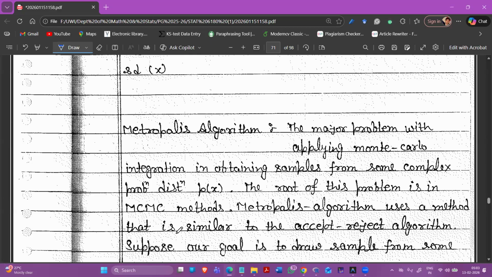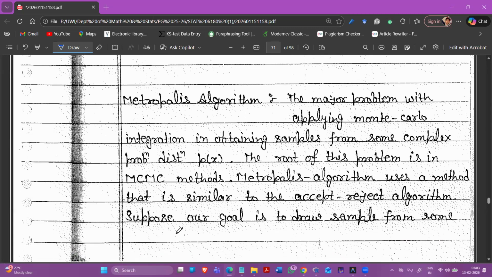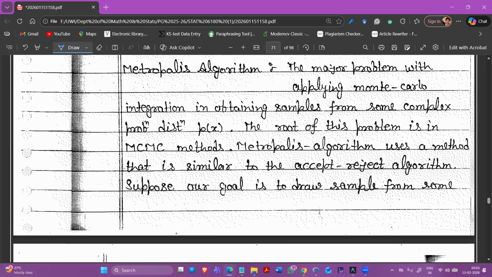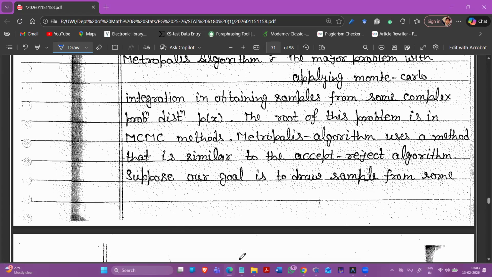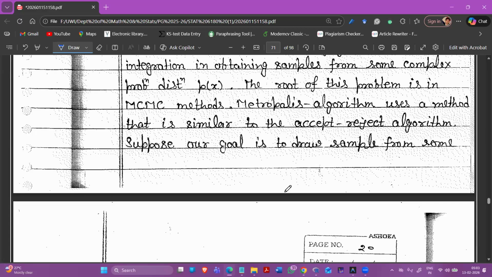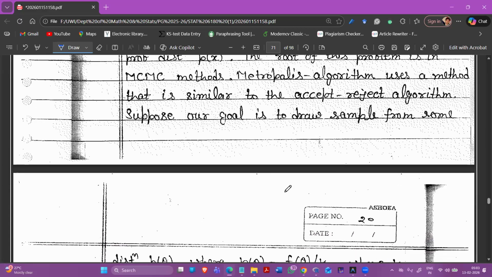Yeah, 7:30. So now we will discuss the Metropolis algorithm. Okay. So here, why do we need the Metropolis algorithm? The major problem with applying Monte Carlo integration is obtaining a sample from some complex probability distribution p(x). The root of this problem is in the MCMC method. The Metropolis algorithm uses a method that is similar to the accept-reject algorithm.